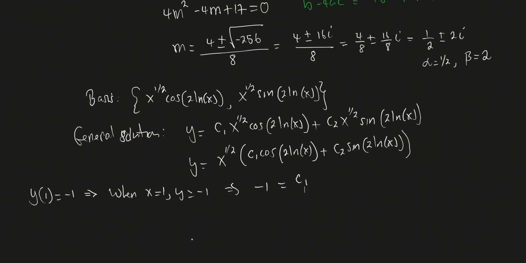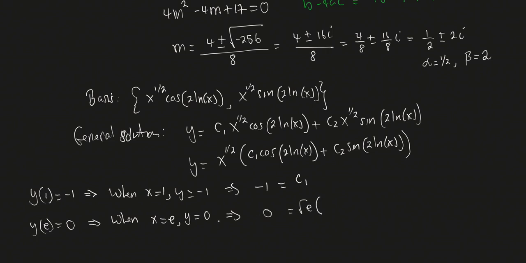The other condition says, and remember, this is a boundary condition now because the value of the independent variable is different. This one says that y of e is equal to 0. So that implies that when x is equal to e, y is equal to 0. So I'm going to have a 0 there. Now I have e to the 1/2. Well, e to the 1/2 is the square root of e.